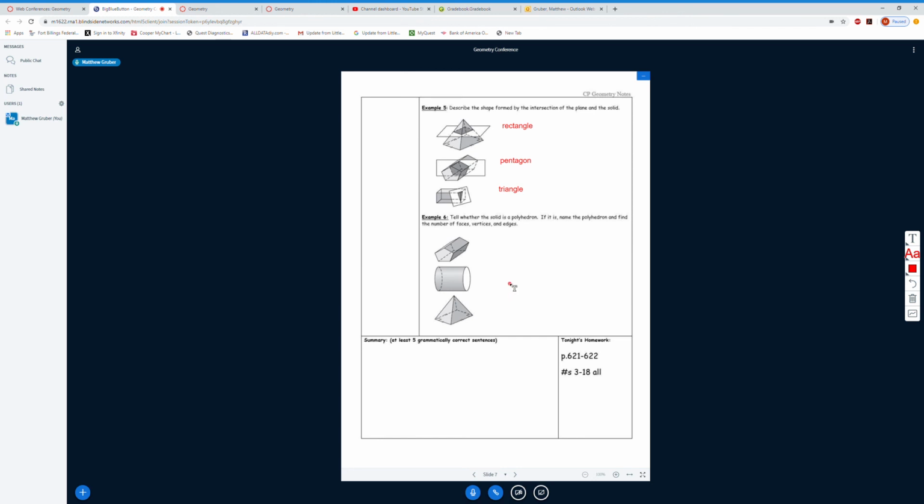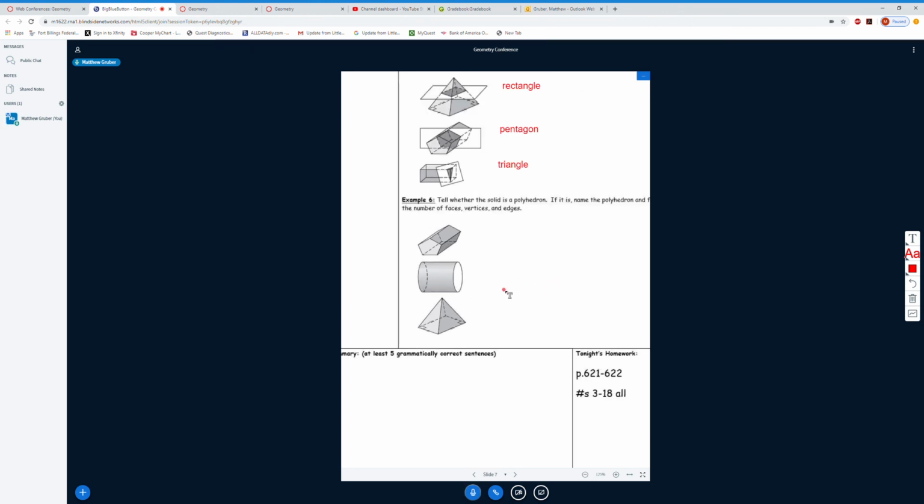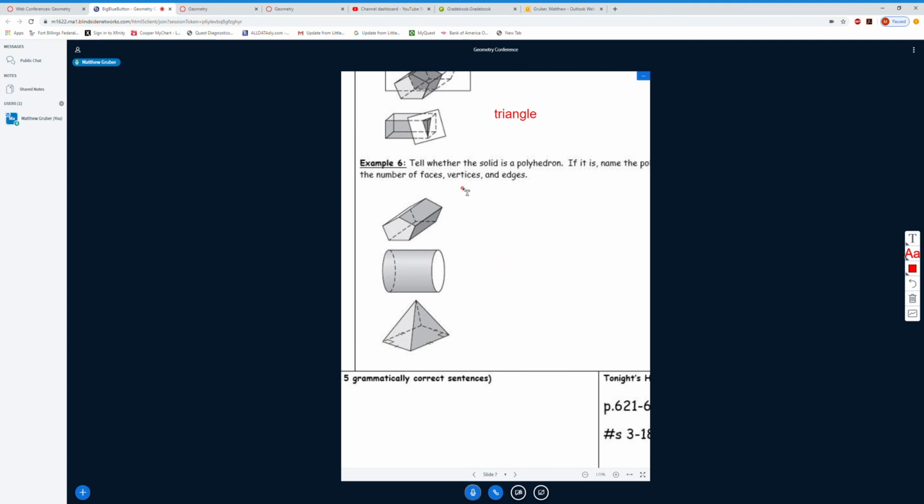All right, more practice with telling whether a solid is a polyhedron. If it is, name it, find faces, vertices, edges. Okay. This one, yes, there are no curved sides. Yes, it's a polyhedron. Its bases are pentagons.